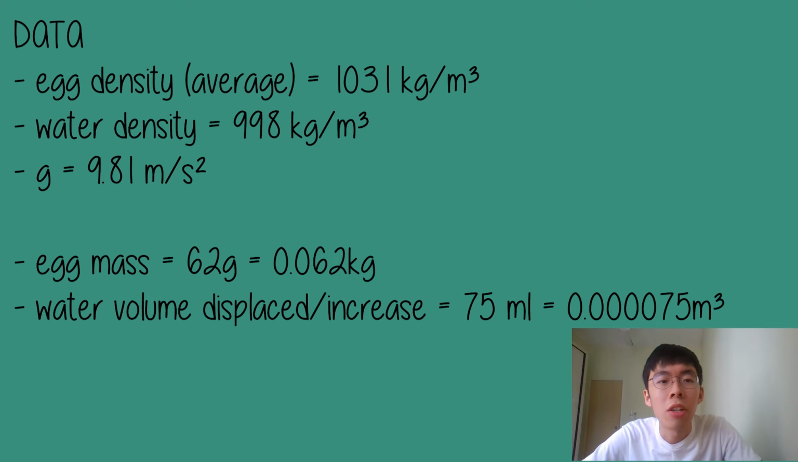Alright, now that all the procedures are done, let's see what data we obtained. For the egg density and water density, I obtained their values online, which are 1031 kilograms per cubic meter and 998 kilograms per cubic meter respectively. g is the gravitational acceleration with the value of 9.81 meters per second squared. Mass of the egg is 62 grams or 0.062 kilograms, while the volume of water displaced in this case is 75 millilitres or 0.000075 cubic meters, as measured earlier.